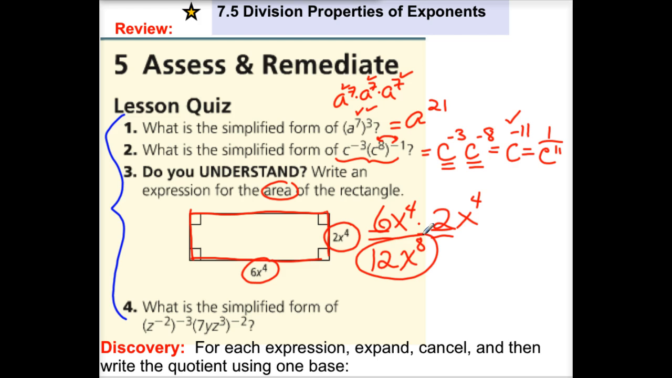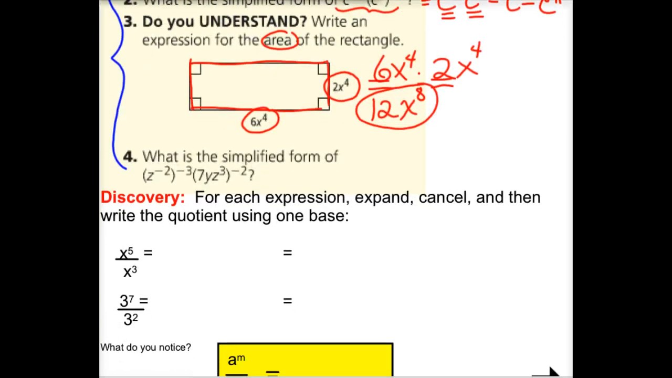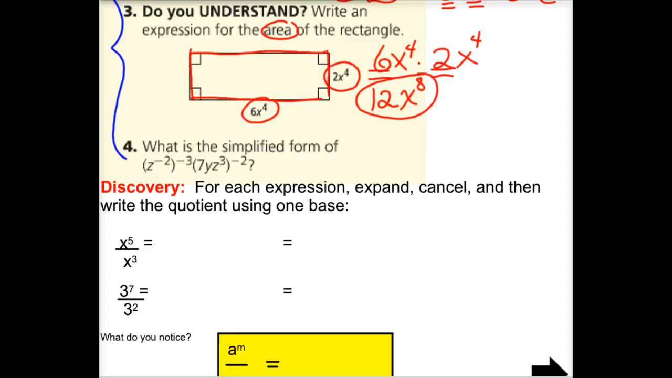For number 4, what is the simplified form of this one with all the z's in it? I hate z's, they look like 2's, but we'll clean it up anyway. I will monitor and adjust. So I've got z, and I've got power to a power, which means I multiply those, and negative times a negative gives me a positive 6.